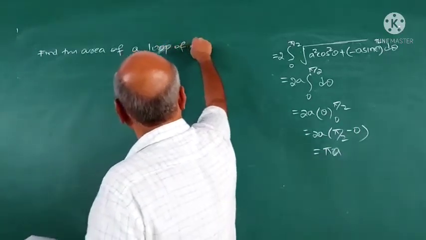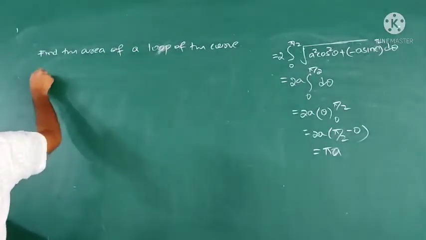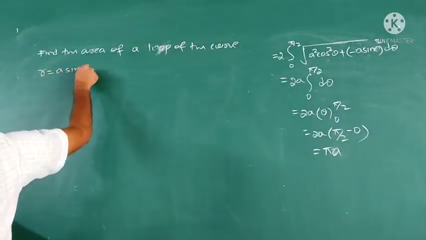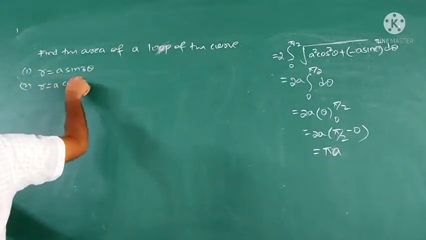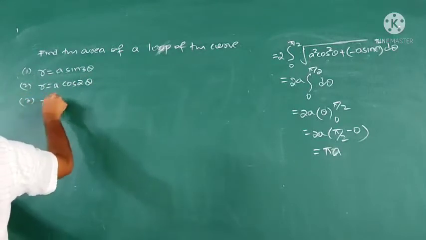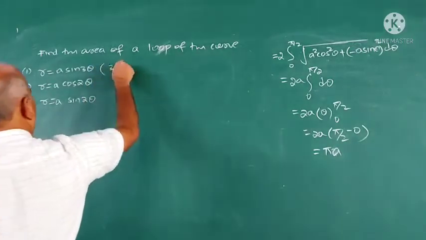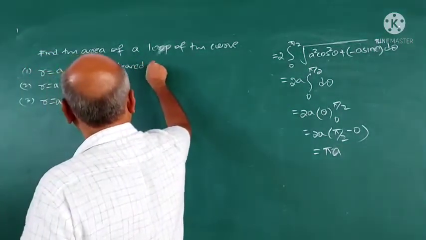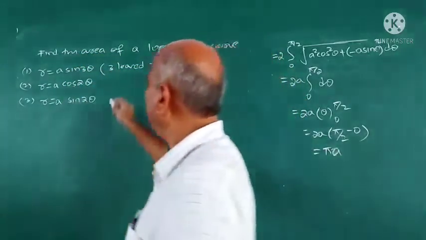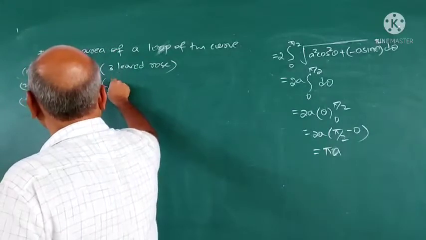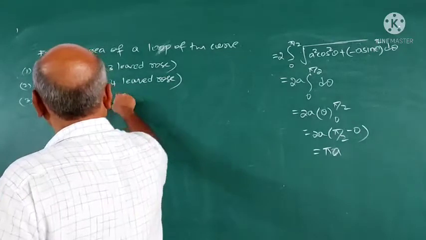Loop of the curve. The curves are: first, r is equal to a sin 3 theta. Second, r is a cos 2 theta. Third, r is a sin 2 theta. This is called three-leaved rose. I explain why it is called three-leaved rose, because there are three branches here. And r is a cos theta, it is four-leaved rose. Four-leaved rose. And it is again four-leaved rose.